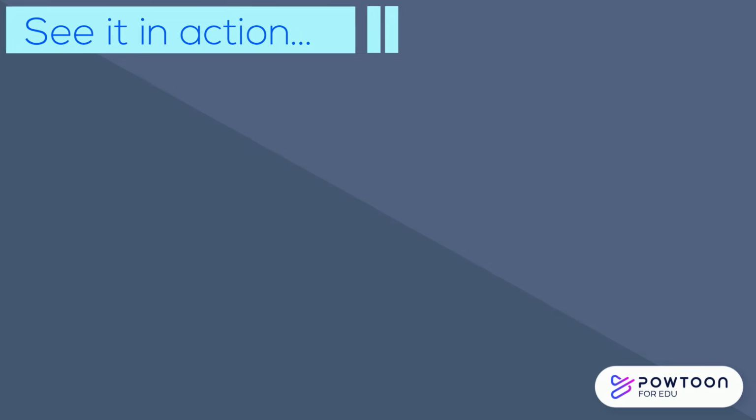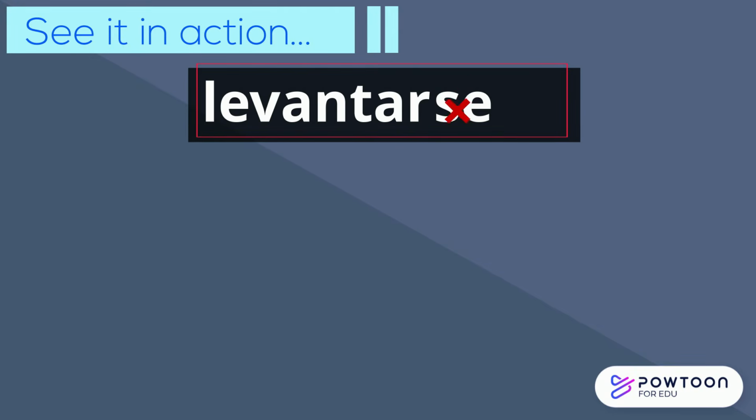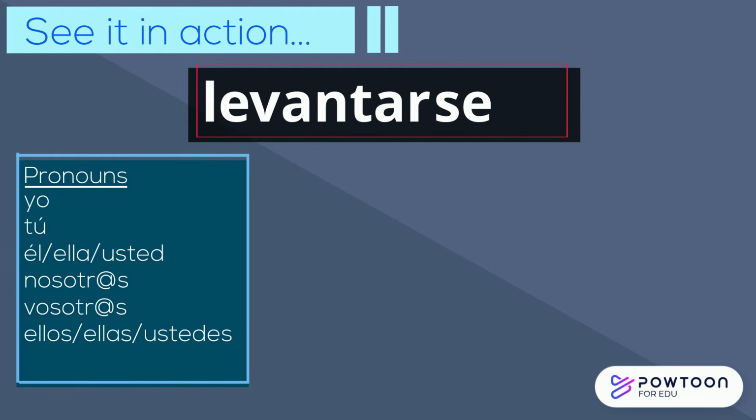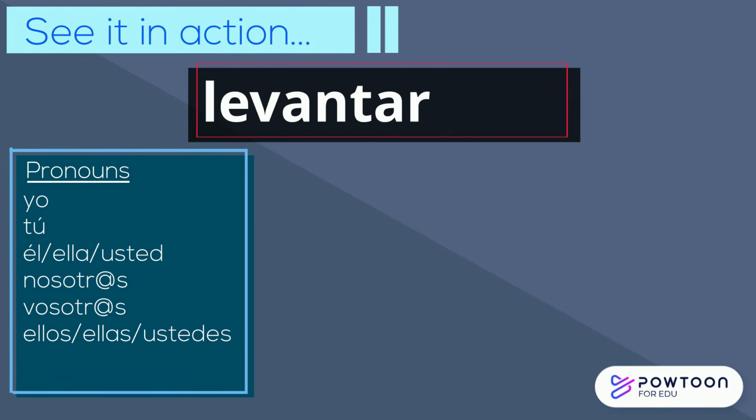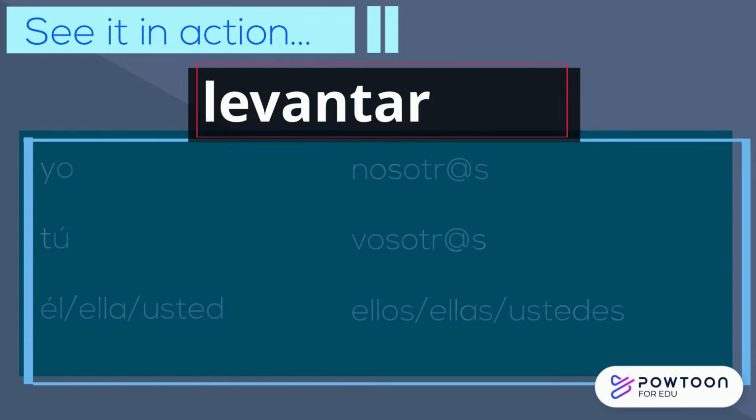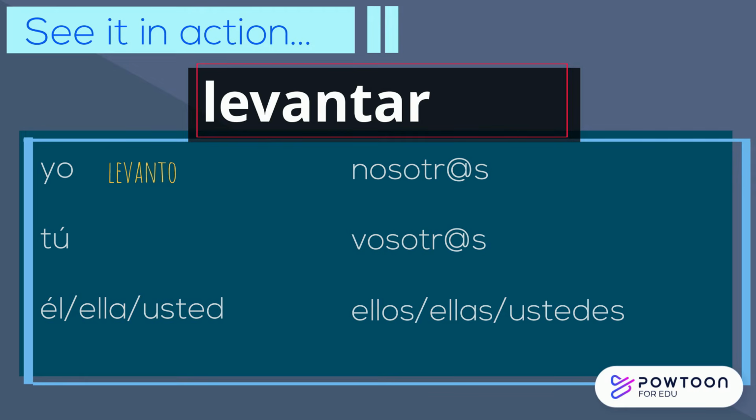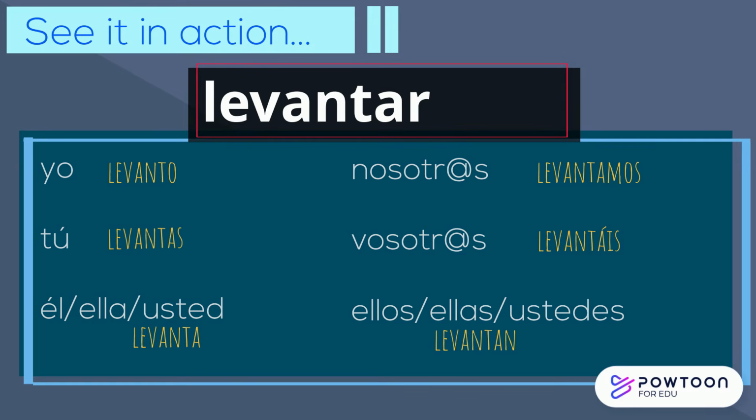Let's work with levantarse. Step 1 is to ignore the se and then conjugate the infinitive according to the pronoun. Okay, let's see this in action. Take off the se. Now keep in mind this does change the meaning to be to lift, but we'll put the se back on in its proper form. So we drop the se and then we conjugate it. This gives us levanto, levantas, levanta, levantamos, levantáis, and levantan.